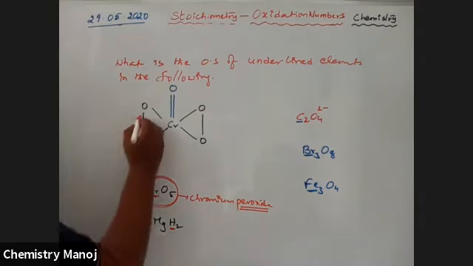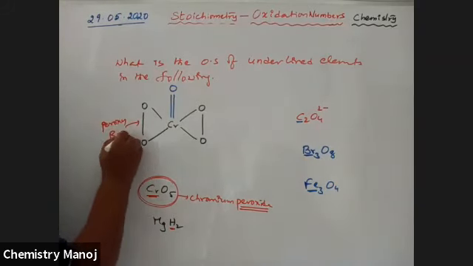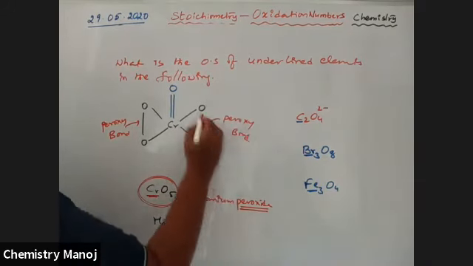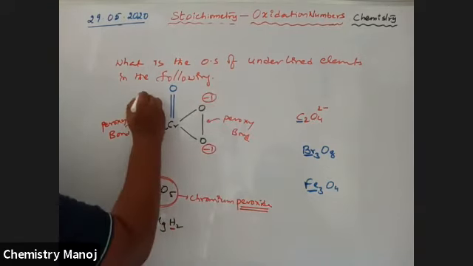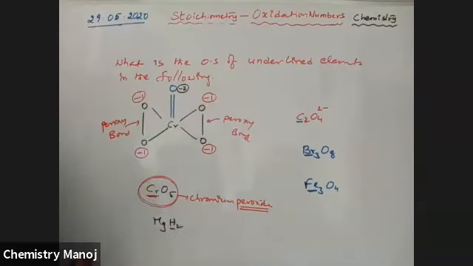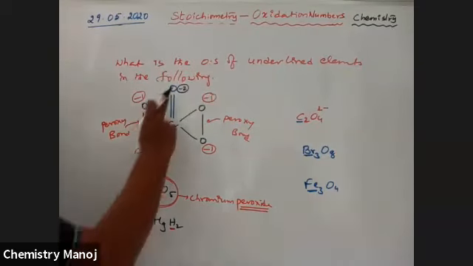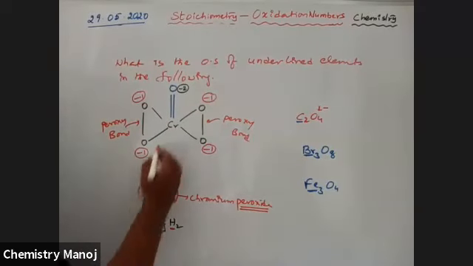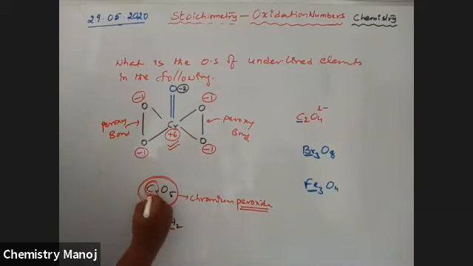Here, this is a peroxy bond. This is also a peroxy bond. That is why here oxygen is -1, here oxygen is -1. This one is -1, this one is -1, but the double bonded O is -2. So now 4 oxygens have -1 oxidation state, 1 oxygen has -2 oxidation state. Now calculate chromium: that is +6. Therefore, the oxidation state of chromium here is +6.